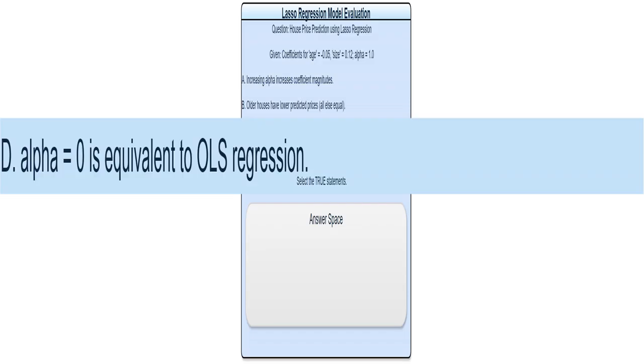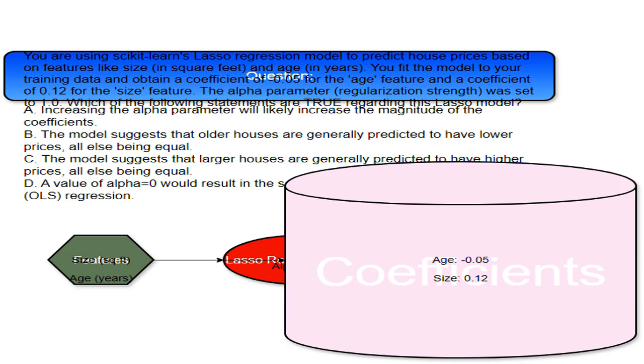Here's where I get to put my knowledge to the test. I need to carefully evaluate the choices given and select only the statements that are supported by the given model coefficients and my understanding of lasso regression. I need to remember that lasso uses an alpha parameter for regularization, and alpha equals 0 leads to an OLS model. I see a negative coefficient of -0.05 for the age feature.